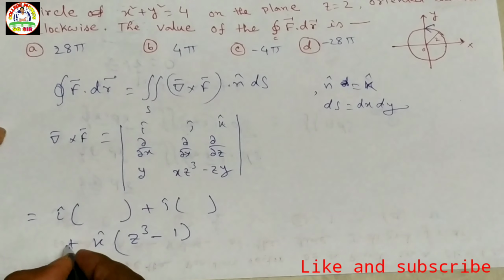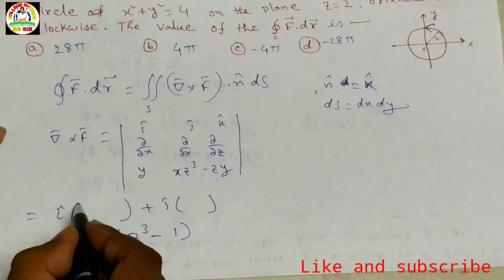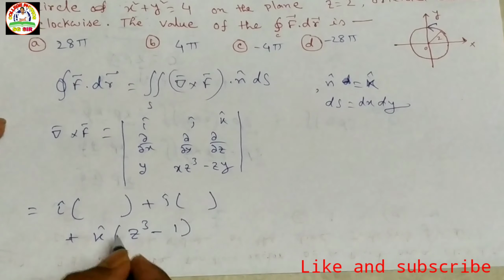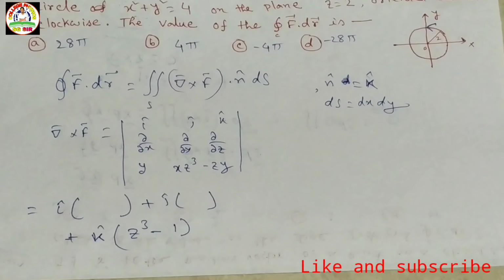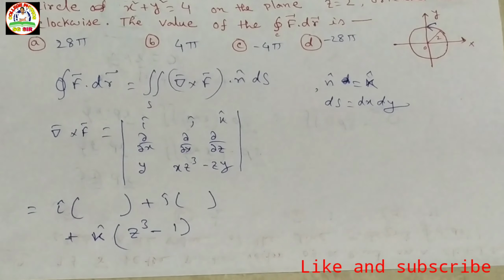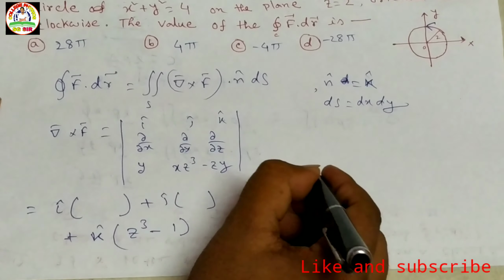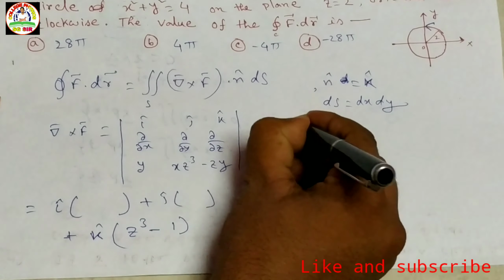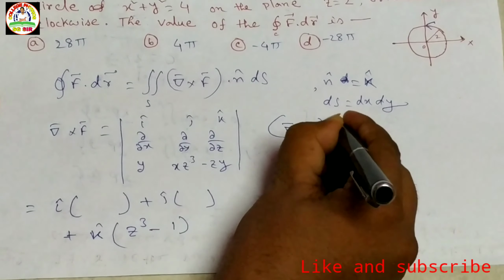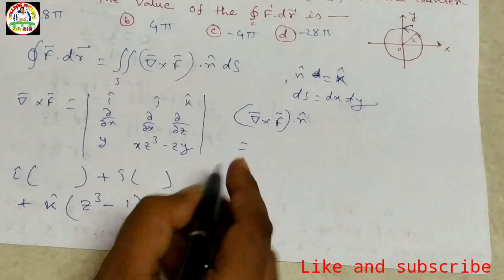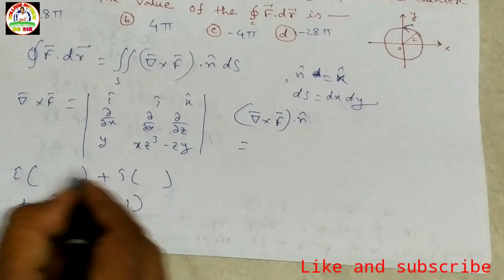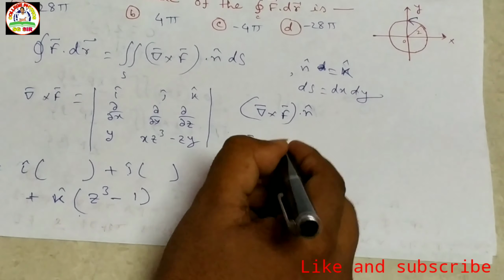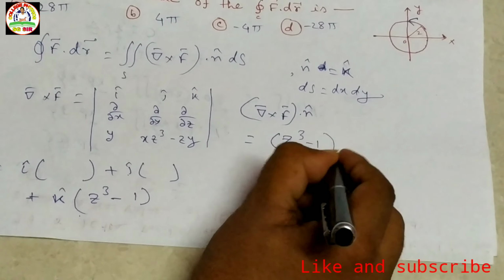So we get curl of f is equal to something into i cap plus something into j cap plus something into k cap. Because the z component means n cap is equal to k cap, another term is cancelled. That's why we are not writing this one. So now curl of f dot n cap: curl of f into n cap means k cap. So k cap dot i cap is 0, k cap dot j cap is 0, k cap dot k cap is 1. So we get only z cube minus 1.